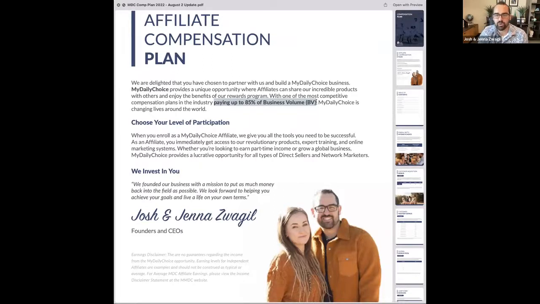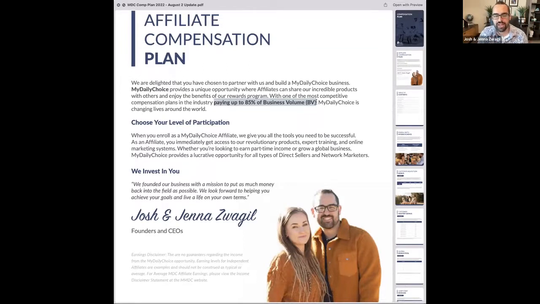But this number is really important, 85% of business volume, because in most comp plans that I've seen, it's 40 to 60%. So let's say you have a group in My Daily Choice, your whole organization, and you're doing X in volume. If you compared it to another company with the same volume and same structure, in a lot of cases, you will make more in My Daily Choice because we're paying out a higher percentage of the total business volume in your group.